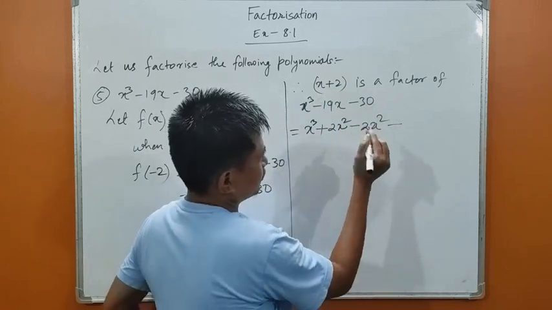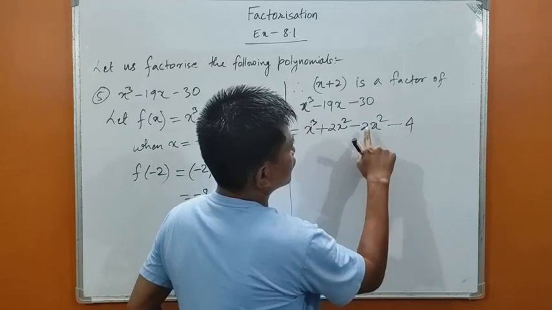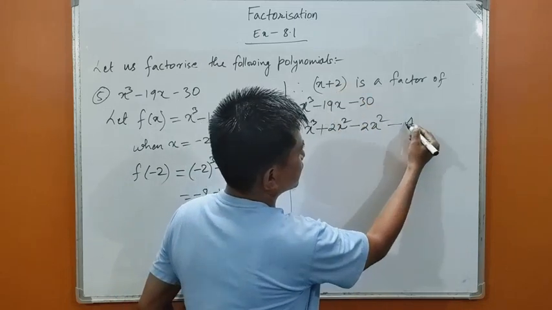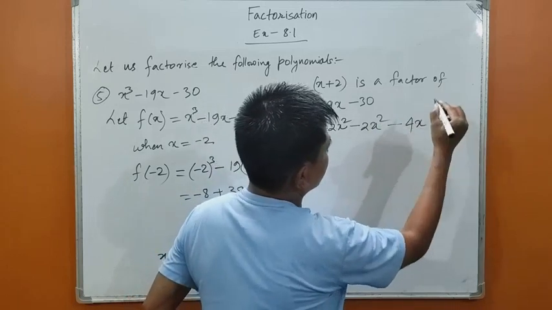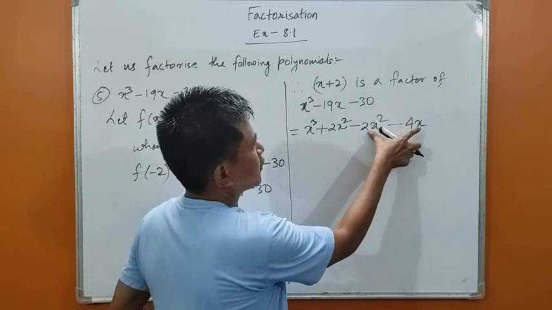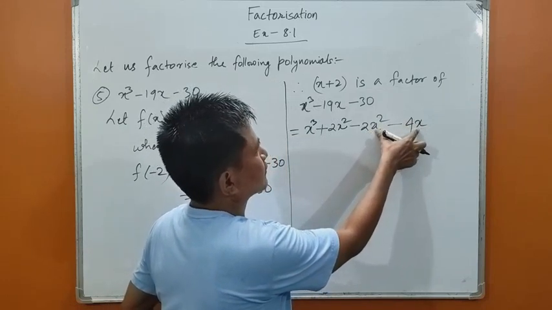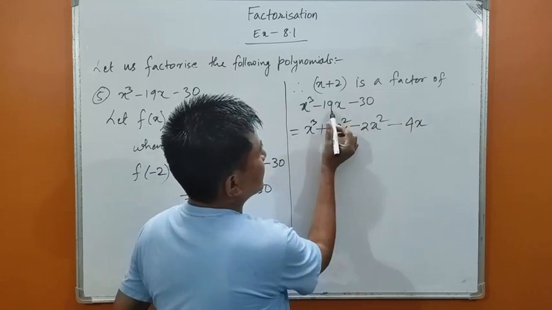So 2x means I need 4, okay? 2 into 2 becomes 4. We need 2 this, so we need to write 4 here. So I have already x square, so I'll write x here. So when 2x is taken common from these two numbers, x plus 2 remains within the bracket when minus is taken outside. So I have minus 19x here.